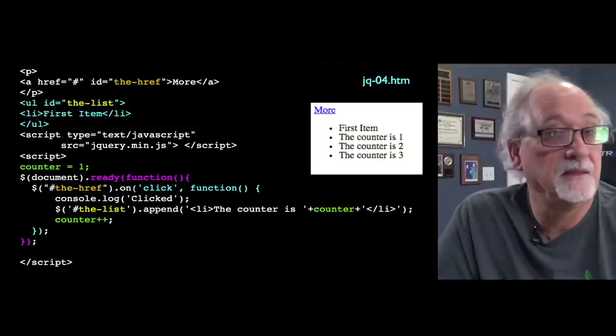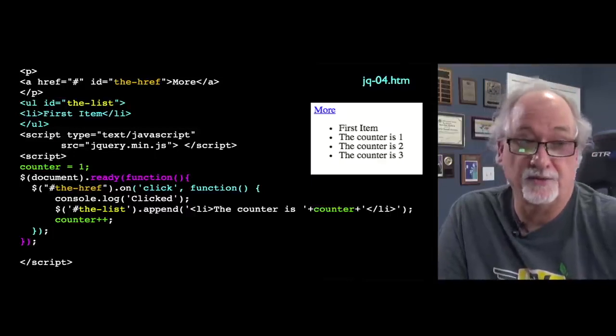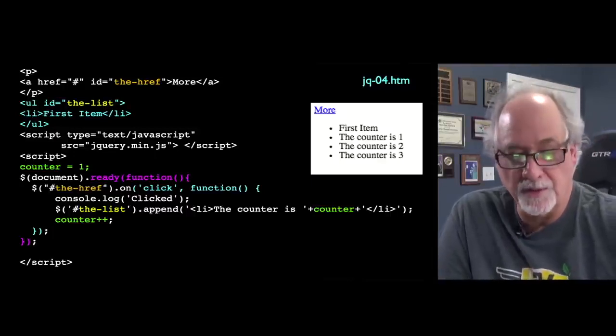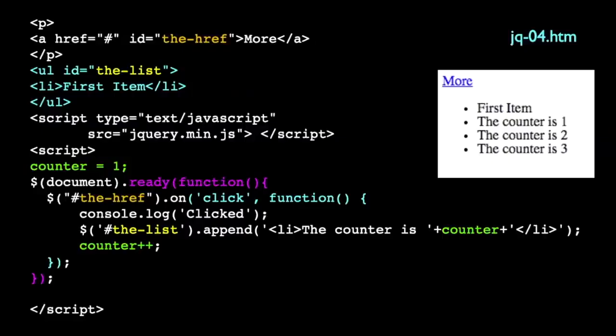So this is a little more sophisticated example that mirrors what we did with the document object model. And so we're going to re-implement this thing where it starts out and says first item, and every time we click on more, it adds another list item to that.